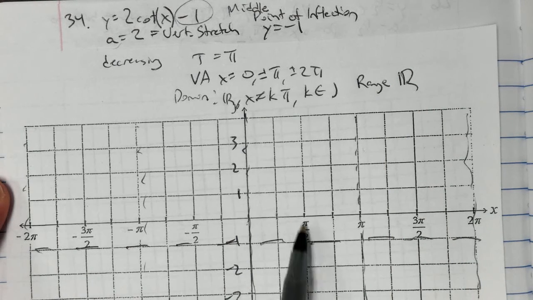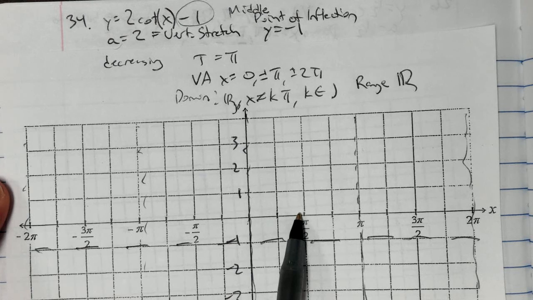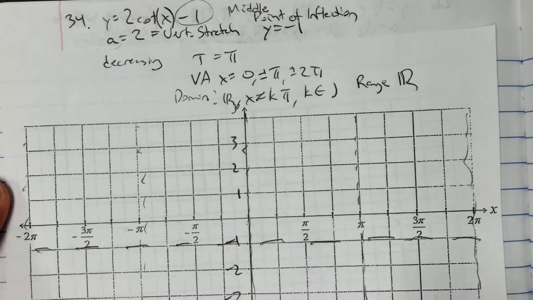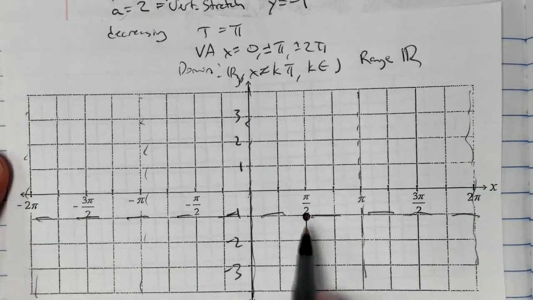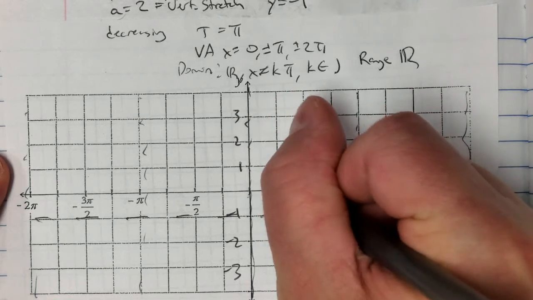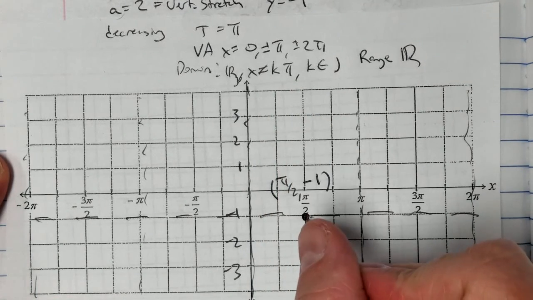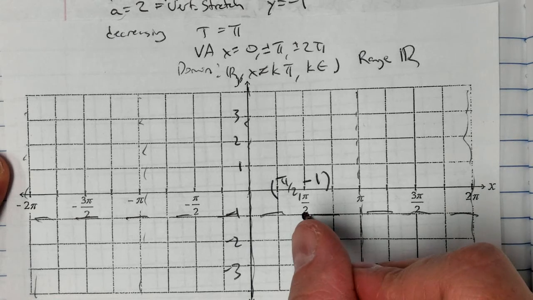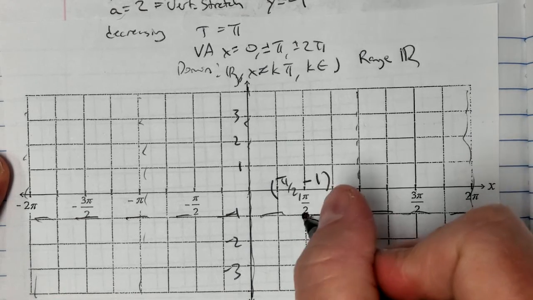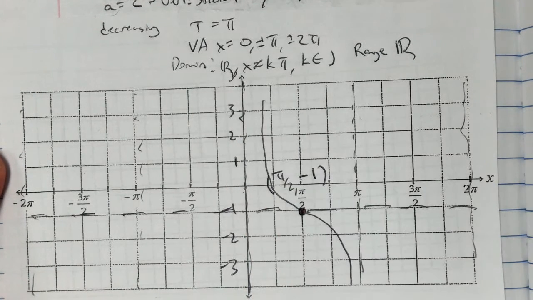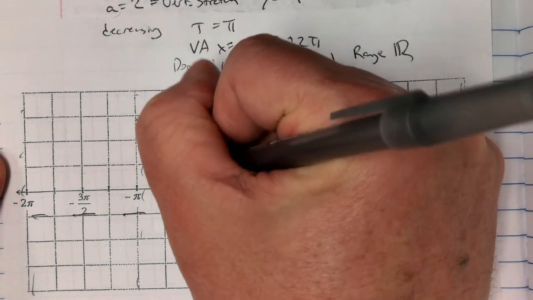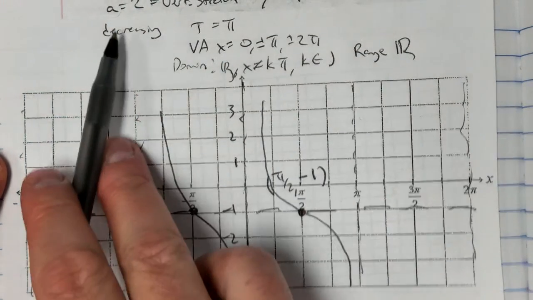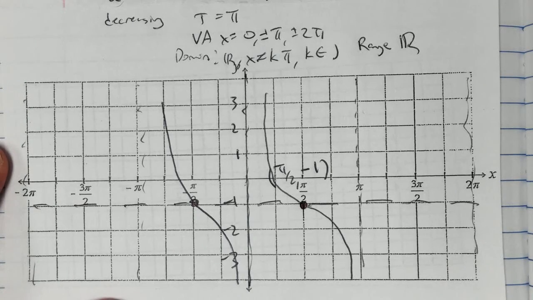So normally for cotangent, our point would be up here, but in this case, because we went down 1, we're at this point. And this is going to be our point of inflection at pi halves, comma, negative 1. So it's going to go like this. And it doesn't alternate, it just keeps on doing that over and over again. Because of that 2, it's a little steeper than before, like on a regular one.